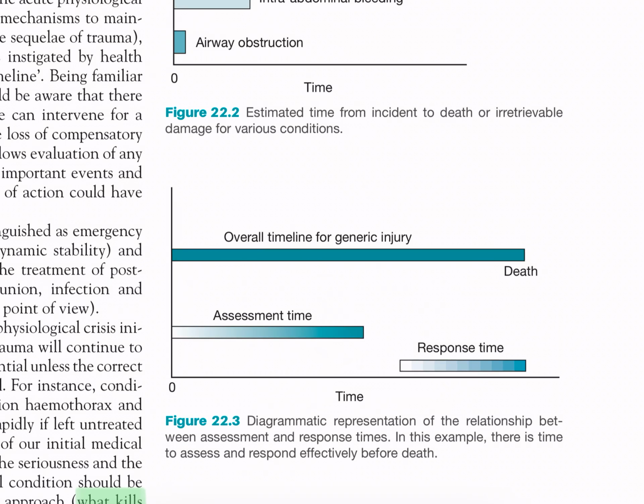In figure 22.3, diagrammatic representation of the relationship between assessment and response times. In this example, there is time to assess and respond effectively before death. Assessment time is given from the time 0, and then the response time is mentioned. Overall timeline for the generic injury is the topmost horizontal bar.